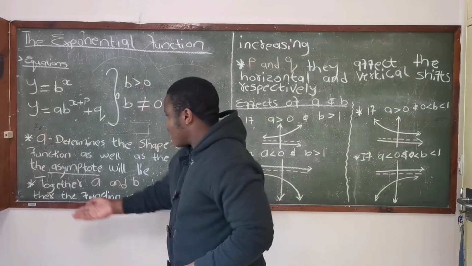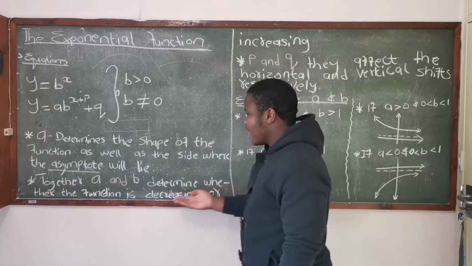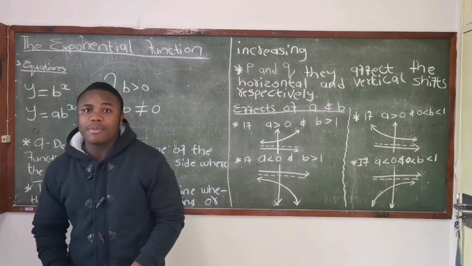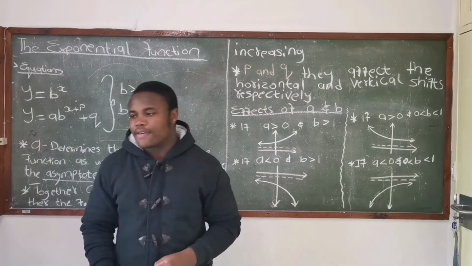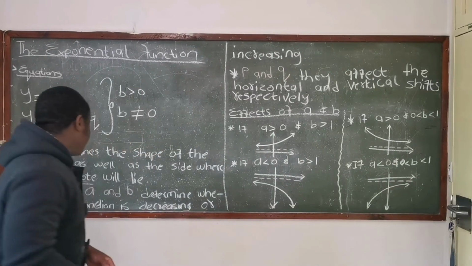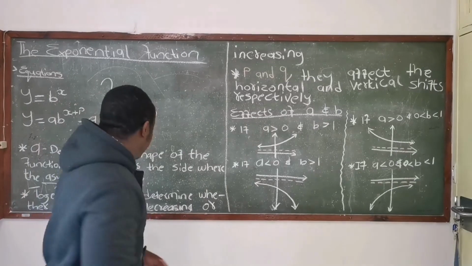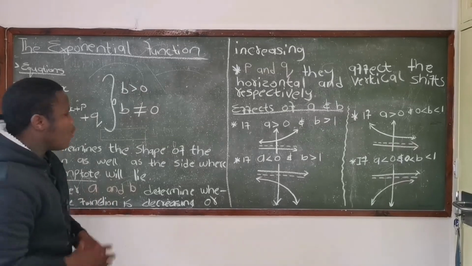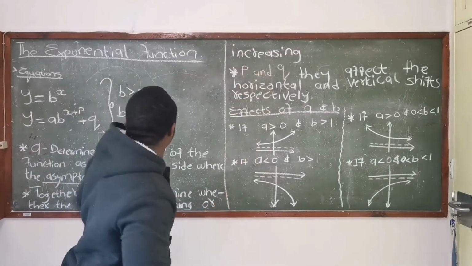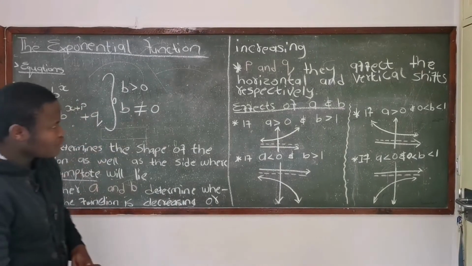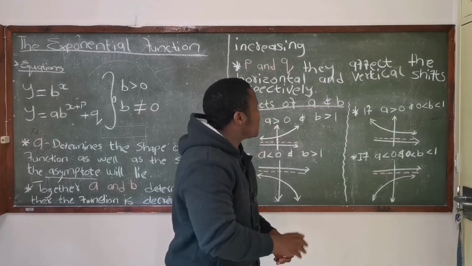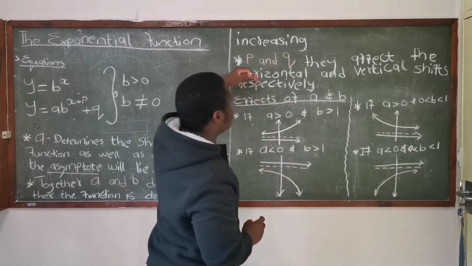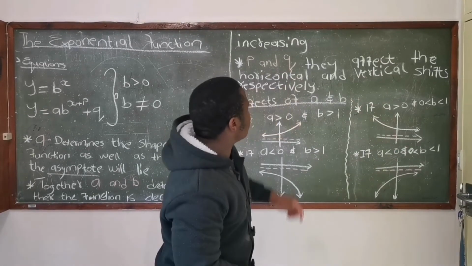Okay, let's go forward. Together a and b determine whether the function is decreasing or increasing. By now you should know that there is an increasing function and a decreasing function in every function. So in the exponential function, whether the function is decreasing or increasing will be determined by a and b together. We'll look into details about a and b later. About p and q, which are these ones, they affect the horizontal and vertical shift respectively. Bear in mind, respectively. I mean p will affect the horizontal shift while q will affect the vertical shift.